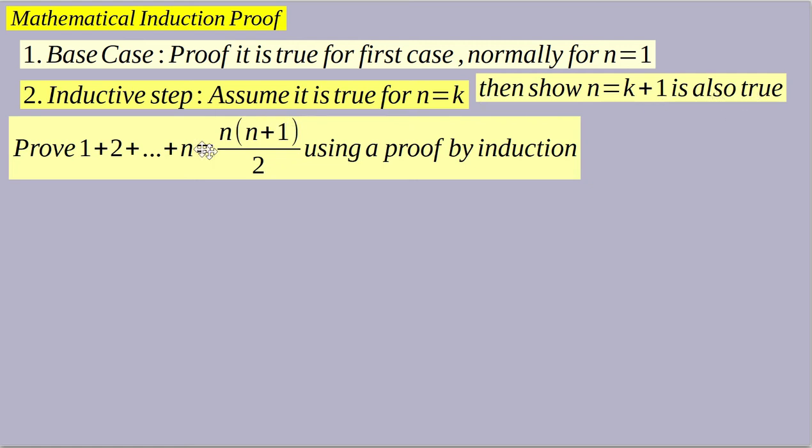Now we have been given this: 1 plus 2 plus up to plus n is equal to n into brackets n plus 1, divided by 2. We want to prove that this is true. So what we need to do is first use the base case. So let's look at the base case. We want to prove it for n equal to 1.